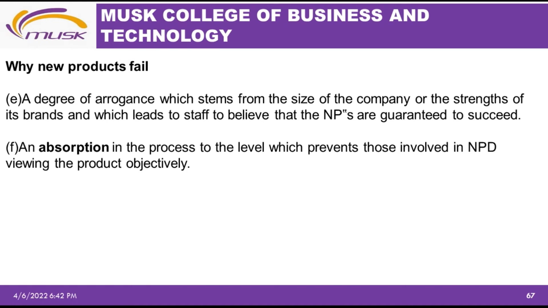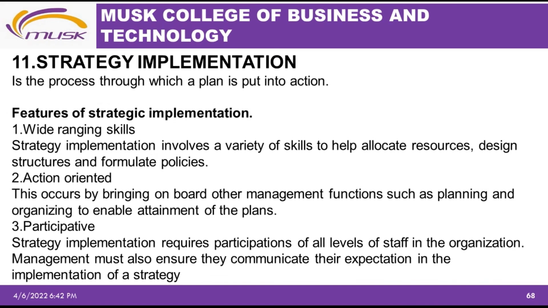Another continuation of why products fail is a degree of arrogance which stems from the size of the company or the strengths in its brands, and which leads staff to believe that new products are guaranteed to succeed. We have just decided that because we are famous, like Safaricom, a well-known company, or Toyota or any other, our products will always do right, which may not be the case. And the last one is an absorption in the process to the level which prevents those involved in new product development from viewing the product objectively.